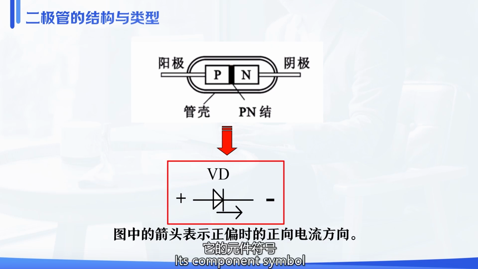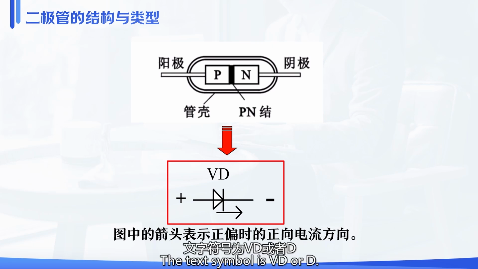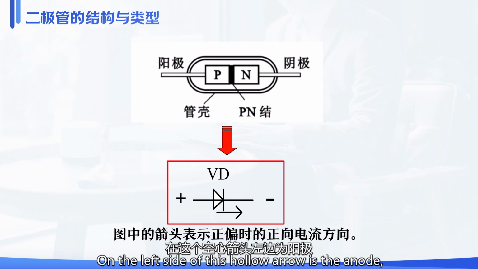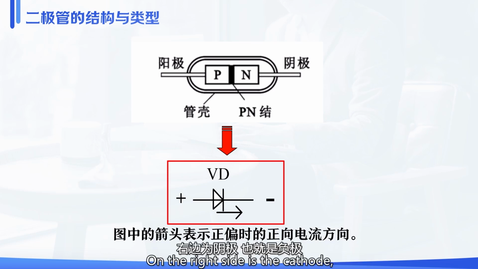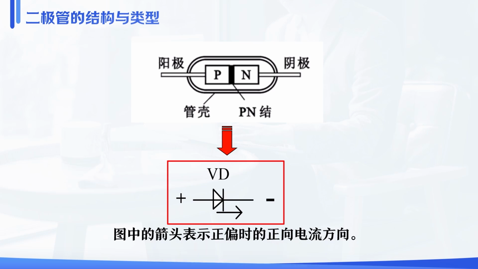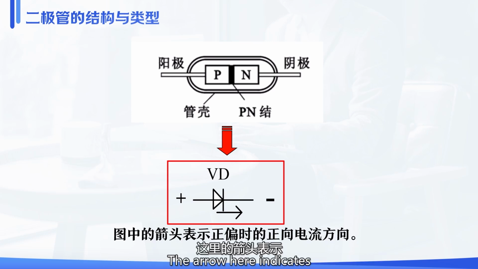Its component symbol is represented by such a hollow arrow. The text symbol is VD or D. On the left side of this hollow arrow is the anode, which is the positive pole marked with a positive sign. On the right side is the cathode, which is the negative pole marked with a negative sign. The arrow here indicates the direction of the forward current when the diode is forward biased.